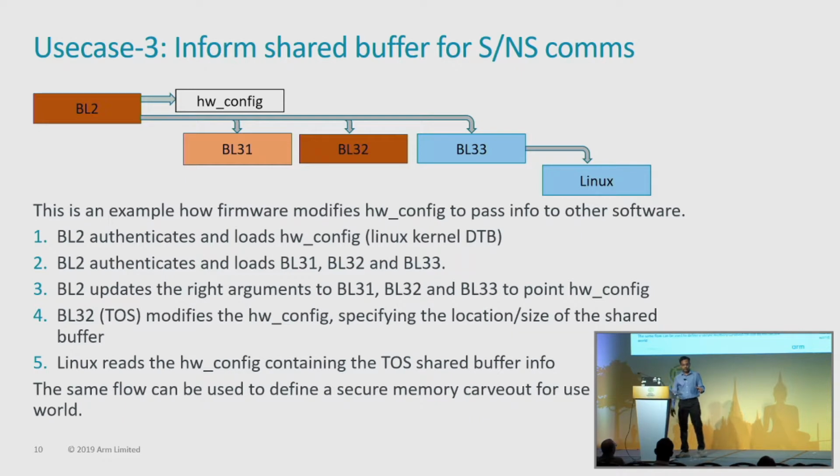Another variant of this is when the trusted OS is executing, it will create secure carve-outs in memory, and the secure carve-out memory has to be communicated to Linux so that Linux will not use it. Currently this is done manually, in the sense that you have to make sure that your trusted OS and the device tree match. Using dynamic configuration, the trusted OS can directly modify the Linux device tree blob to add this information into it.